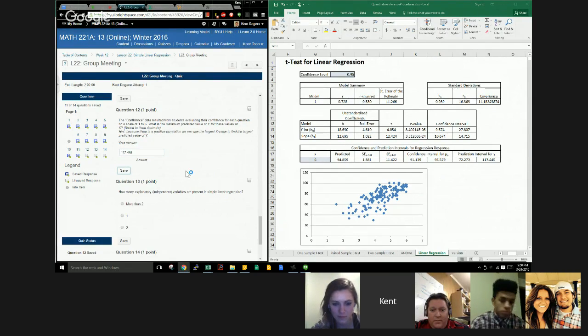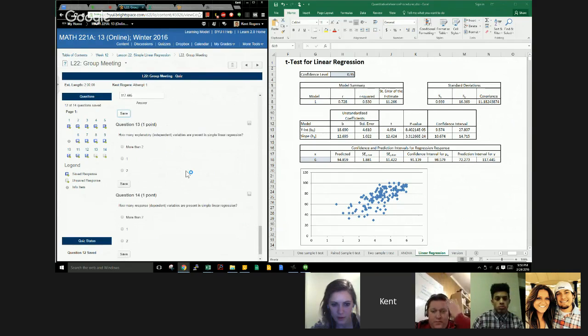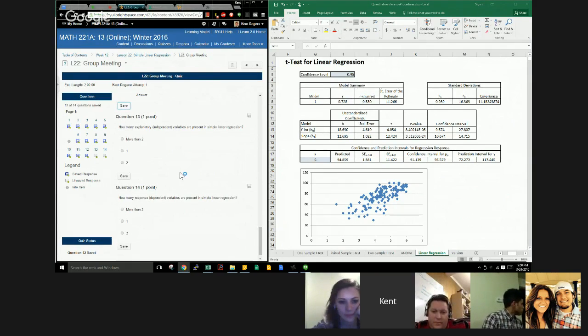On here, on the shared document. What is it? How many explanatory variables are present? More than 2. And then what do the dependent... Wait, hold on. Why did you say more than 2? Oh, not more than 2. Wait, there's 1. I was just going to say 1. One explanatory variable, right? Yeah. And then there's 1 dependent.